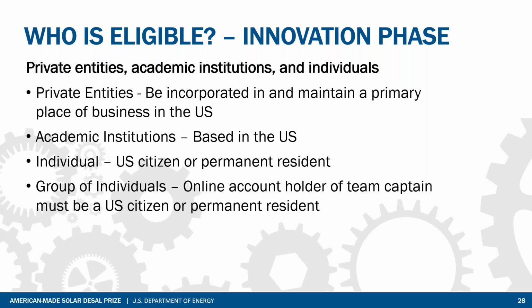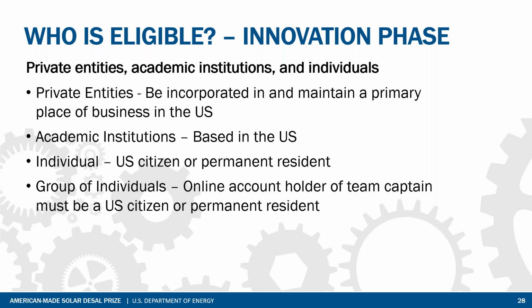If an entity seeking to compete does not have domestic ownership and control, but otherwise meets the eligibility requirements, the DOE Office of Energy Efficiency and Renewable Energy, that's EERE, may consider issuing a waiver of that eligibility requirement where the entity submits a compelling justification. Entities seeking a waiver should include a justification along with their submission.